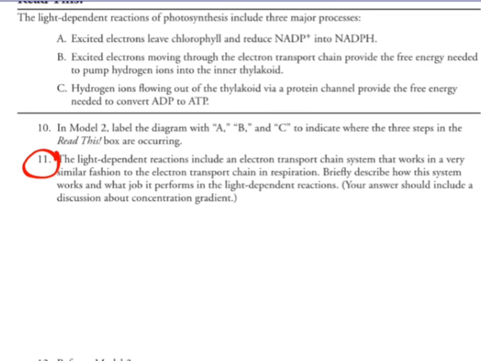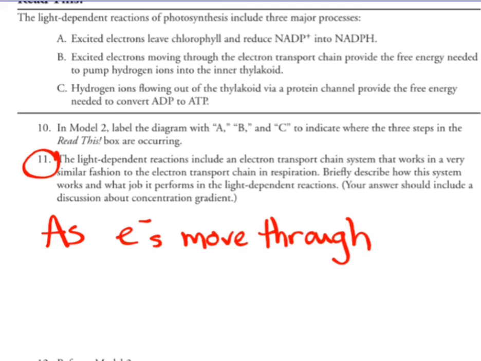Okay, we've got 4 minutes, so I'm thinking maybe we're just going to do this together so that you have it. Briefly describe how the system works and what job it performs. What job does the electron transport chain do in the membrane? It moves an electron, but what else does it do? Yes, as electrons move through, because this is the most important part. That's why you have a whole question about it. This is the hardest to understand and most important part of the light-dependent reactions.